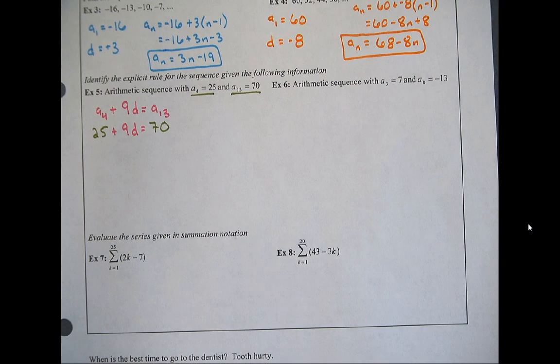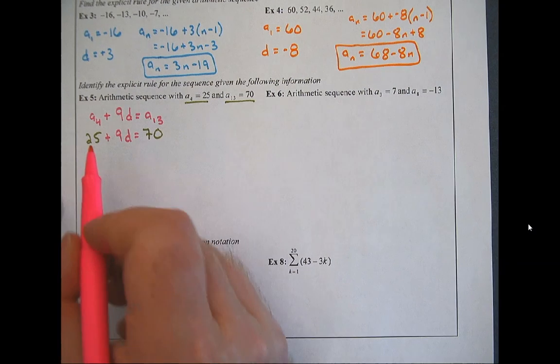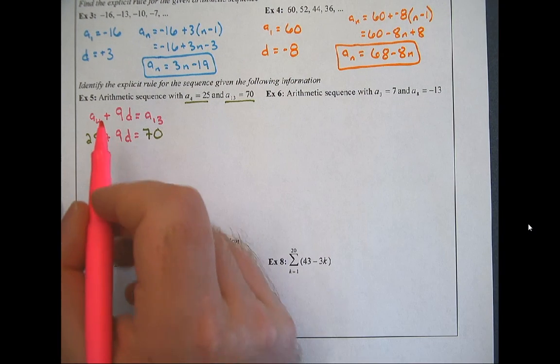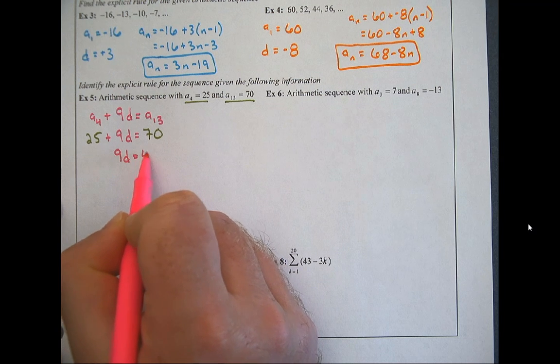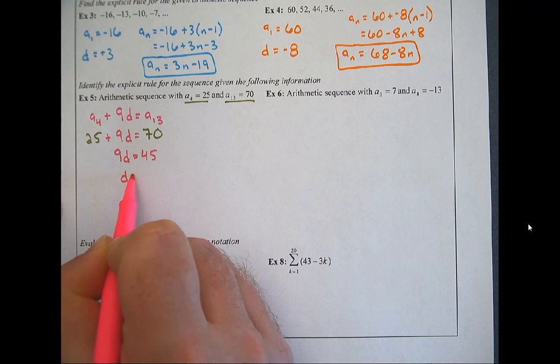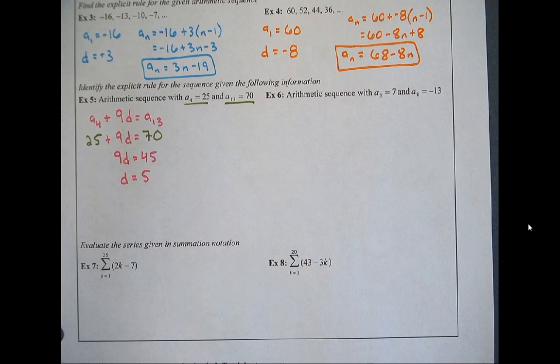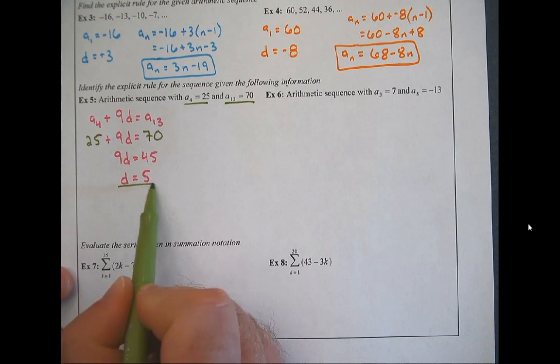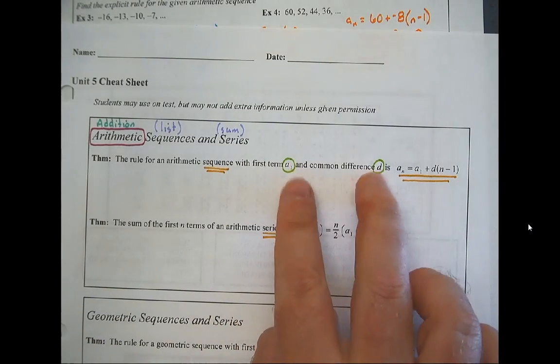Now I can use my algebra skills to try to get a value for that difference. So I'm going to subtract 25 from both sides. I'd have 9d equals 45. Divide by 9, and I get that the common difference is 5. Now that's half the story there. That's good. We found some important stuff, but that's not the answer. We've got to also find these 2 things.